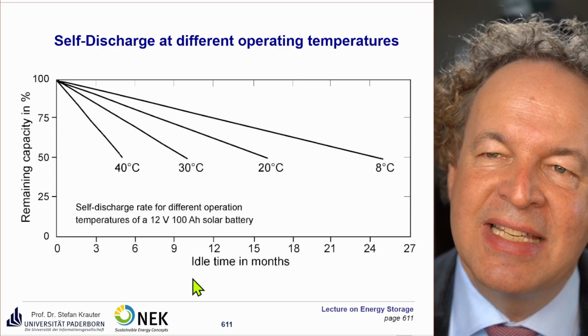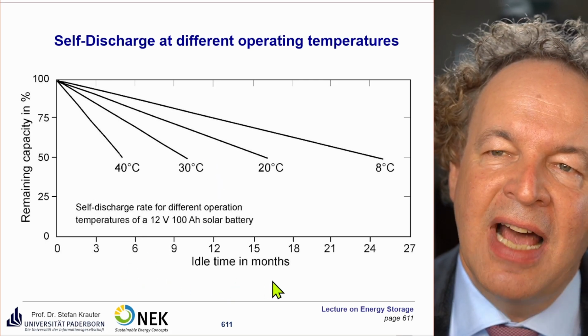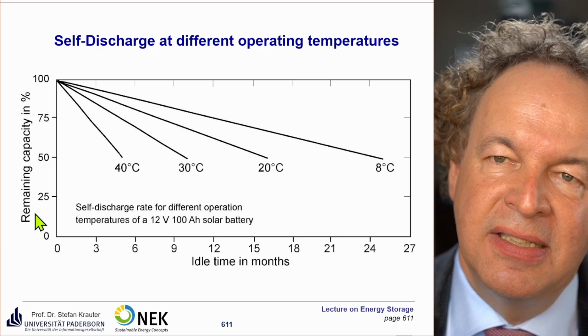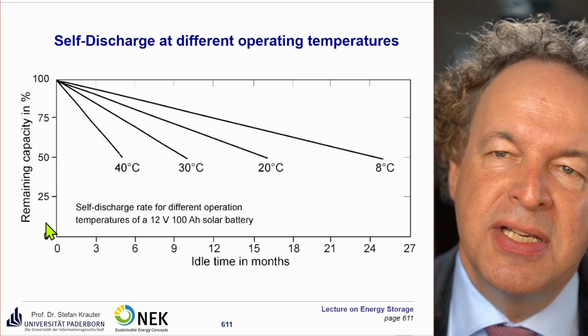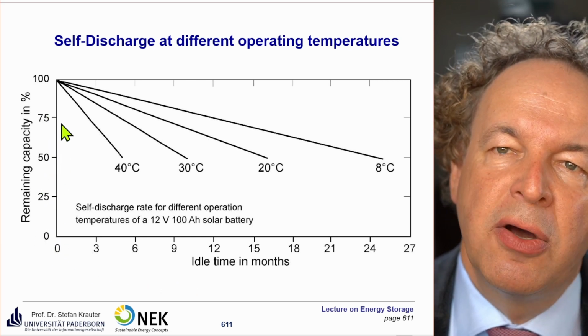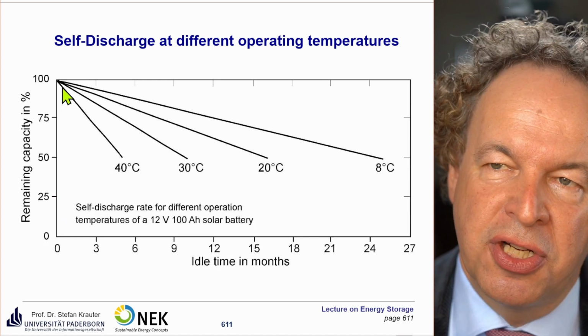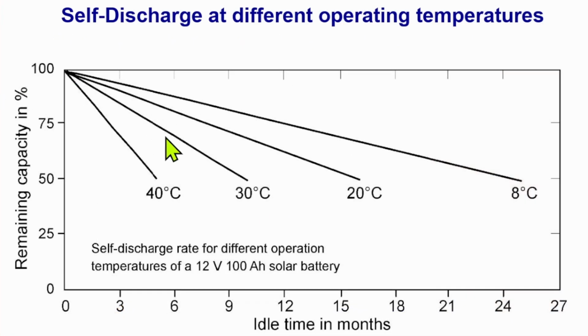Here you see the self-discharge at different operation temperatures. On the x-axis you see the idle times in months, and here you see the remaining capacity. So at the beginning, month 0, all batteries are fully charged. In tropical climates, you have, for example, here 30 degrees of operation temperature. After 9 months of idleness, the battery has only a remaining capacity in the vicinity of 50%.